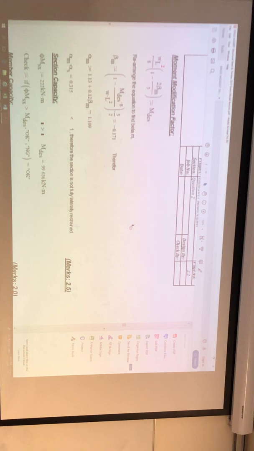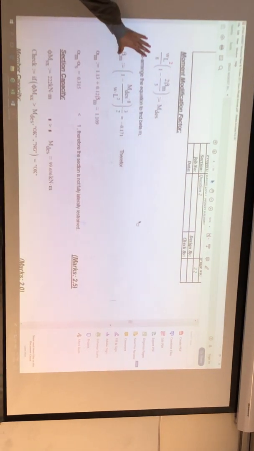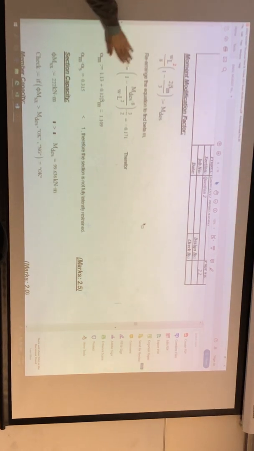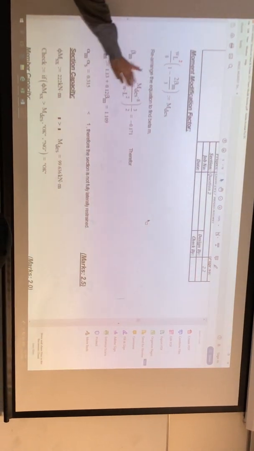But in this case, it's a simply supported beam. That's case 5 or 7, I can't remember. But one of those cases, all I have done is rearrange the formula.